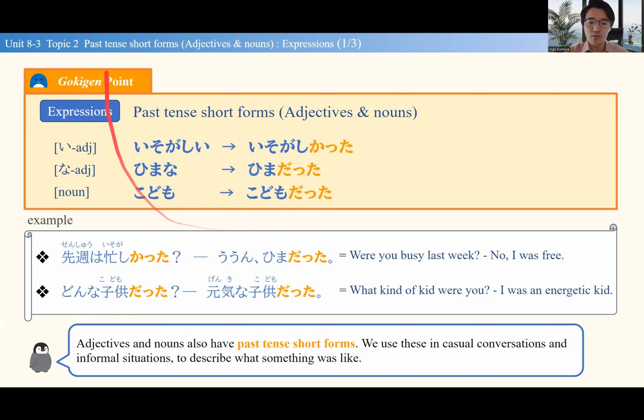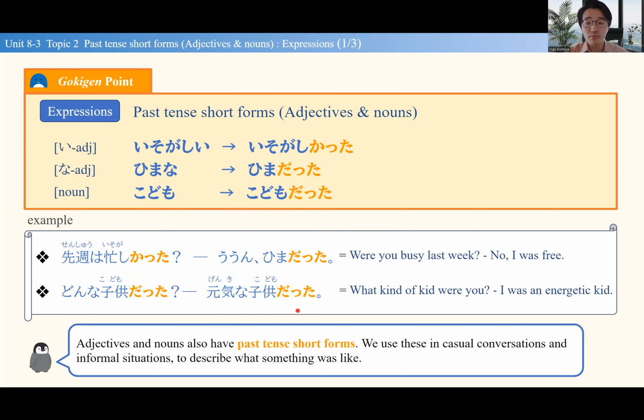Again, the function is that those short forms are used for casual conversations. So maybe this is a conversation between friends. 先週は忙しかった? So instead of asking 忙しかったですか, we say 忙しかった? Short form. Were you busy? 暇だった. Past tense again. I was free. どんな子供だった? What kind of kid were you? 元気な子供だった。I was an energetic kid.